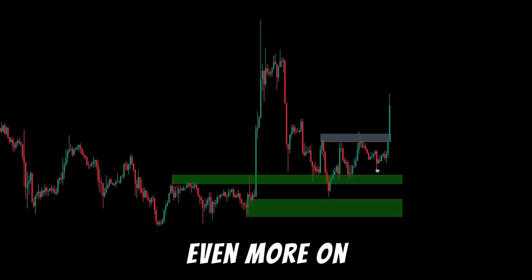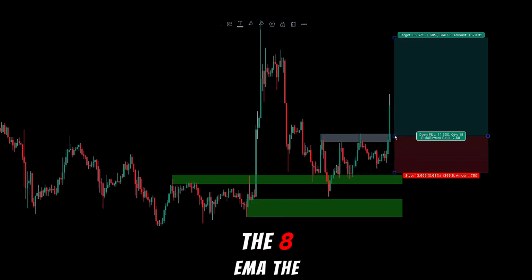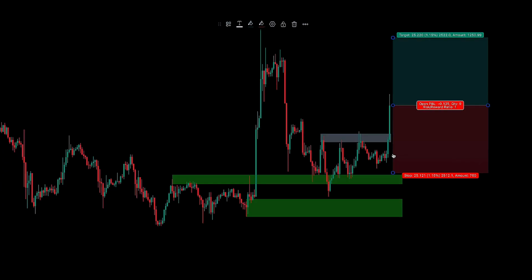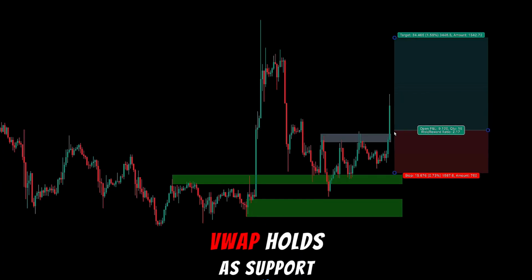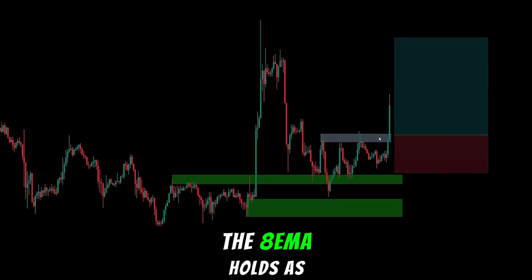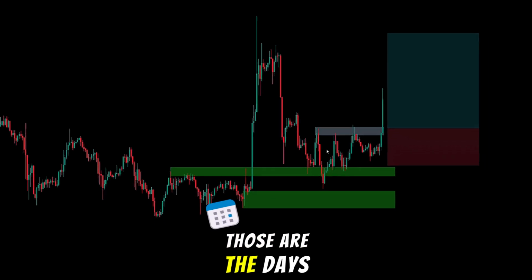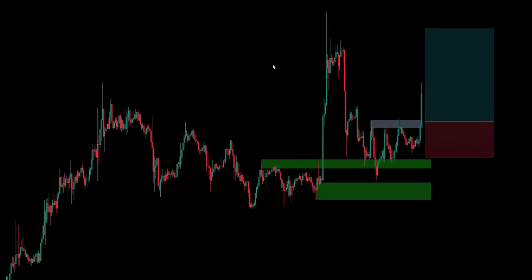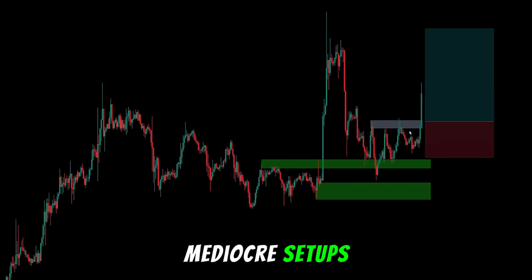You can stack even more on top when the day allows it. A stock or index that's open strong, ridden VWAP from the open, and stayed glued above the 8 EMA the whole way. On days like that, there's often no reason to sell for hours. VWAP holds as support, the 8 EMA holds as your trail, and you simply let it work. Those are the days that pay for the week. But they only show up if you've been patient enough to skip all the mediocre setups in between.